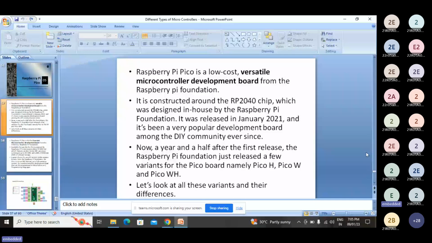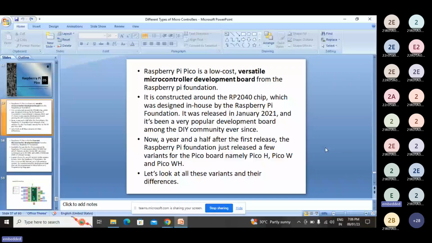Now, a year and a half after the first release, the Raspberry Pi Foundation just released a few variants of the Pico board, namely Pico H, Pico W, and Pico WH. Let's look at all of these variants and the differences.